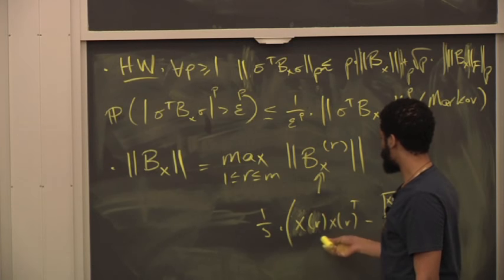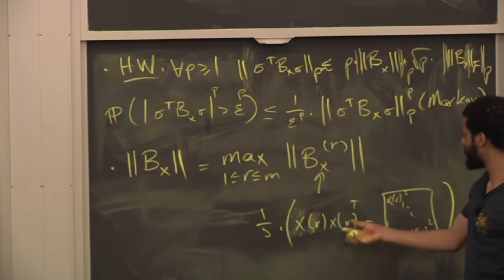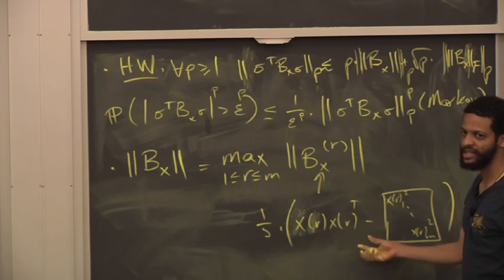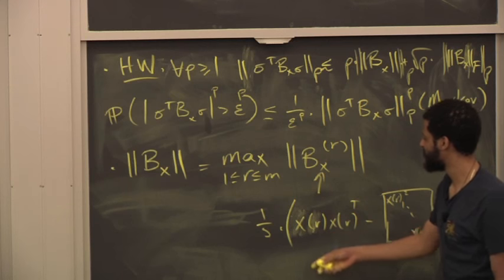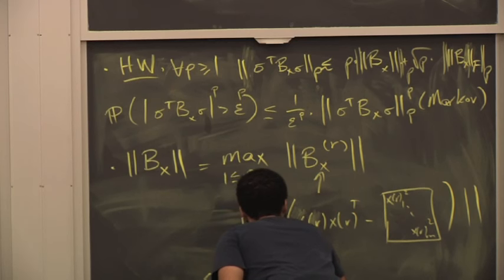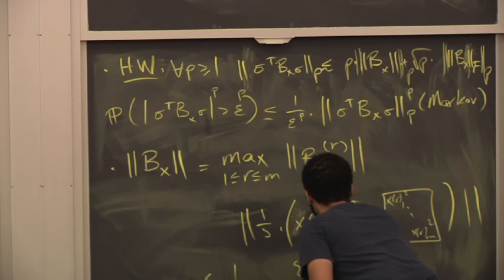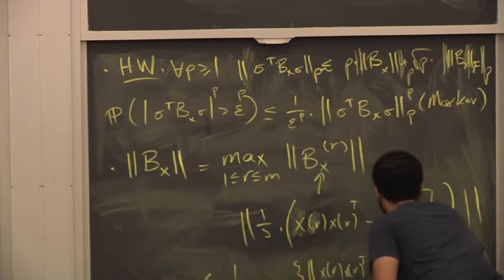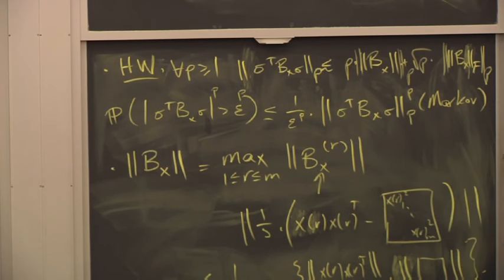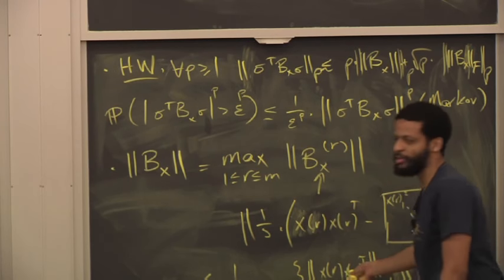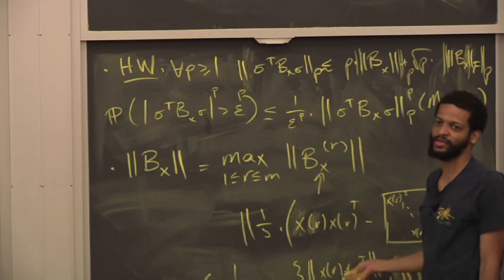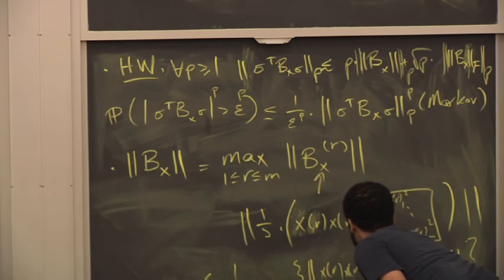So one thing you do is just triangle inequality. The operator norm of the difference is at most the operator norm of this plus the operator norm of this. If you take the difference of two PSD matrices, then the operator norm is at most 1 over s times the max of the operator norm of xr xr transpose and this diagonal matrix. The operator norm of this is exactly the squared L2 norm of this vector, which is at most the squared L2 norm of x. It's x with some stuff zeroed out. So this thing is at most 1.